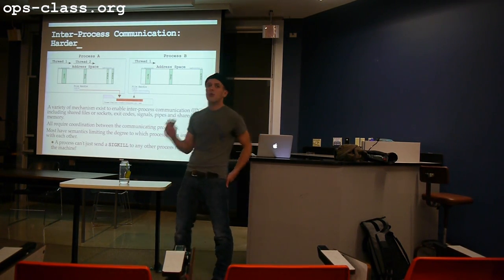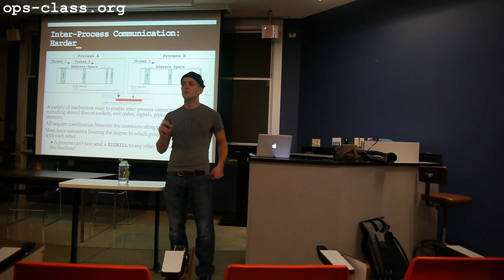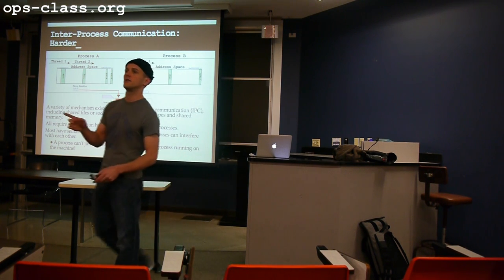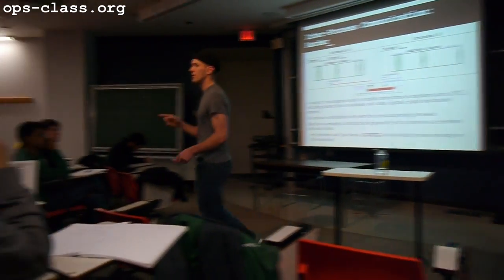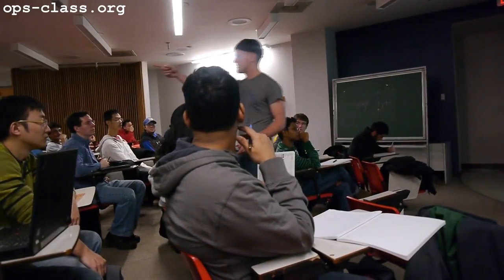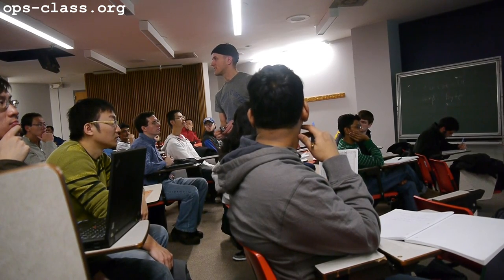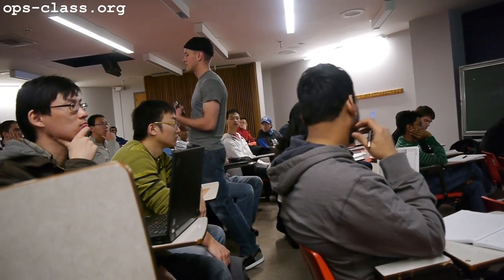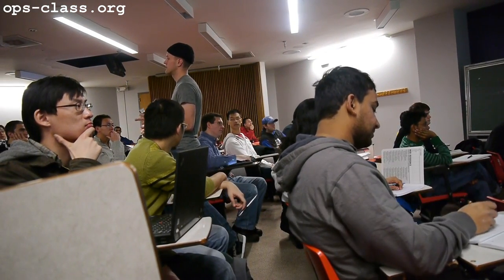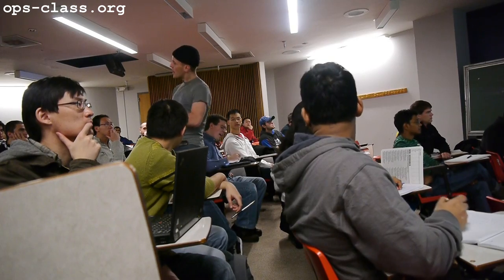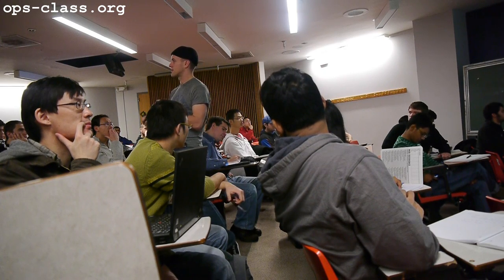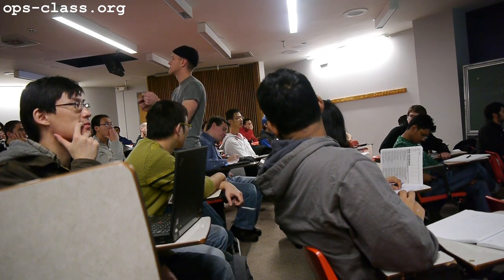Communication between processes is harder and more structured, right? Why is that? What's the thing that the operating system is trying to do for processes, between processes? An operating system is trying to do what between processes? Why would inter-process communication be more structured and more difficult than communication within a process?